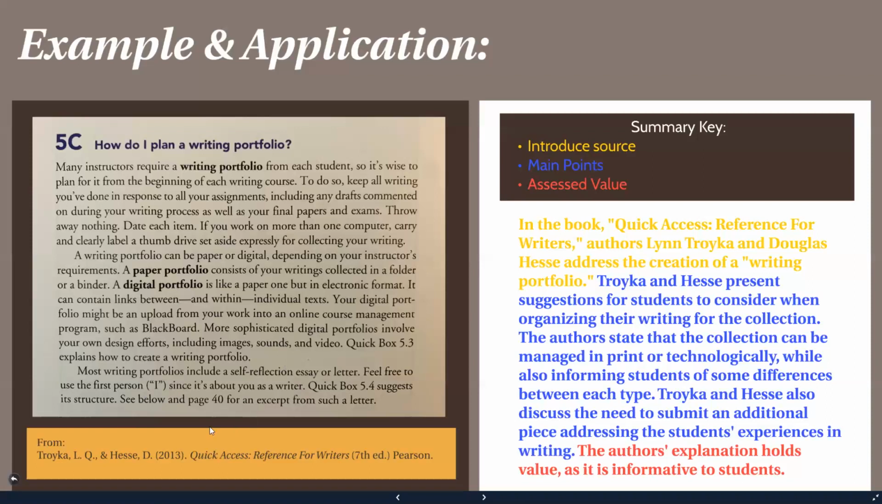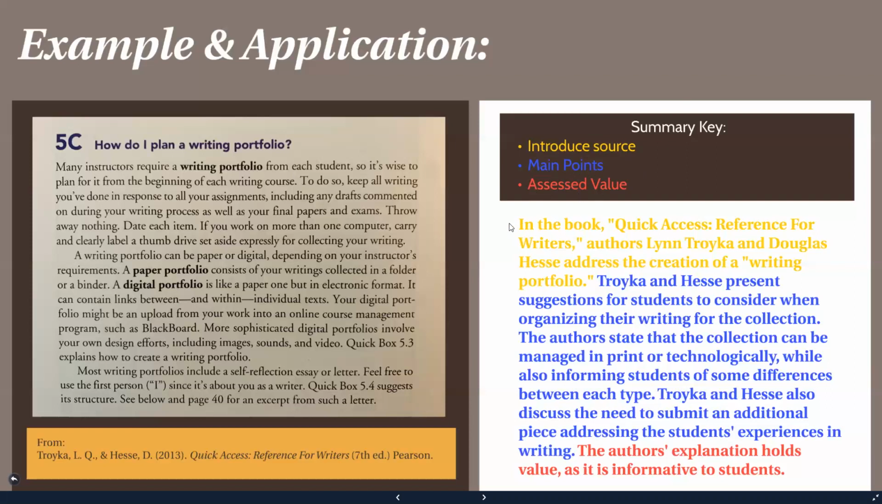Below we have our APA bibliographic citation. And we're going to jump over to this box on the right side of our slide here. I want you to take a look at the summary key before we jump right in. That yellow lettering will be about that source introduction. Our blue will be our summarized main points, and red will be assessed value.